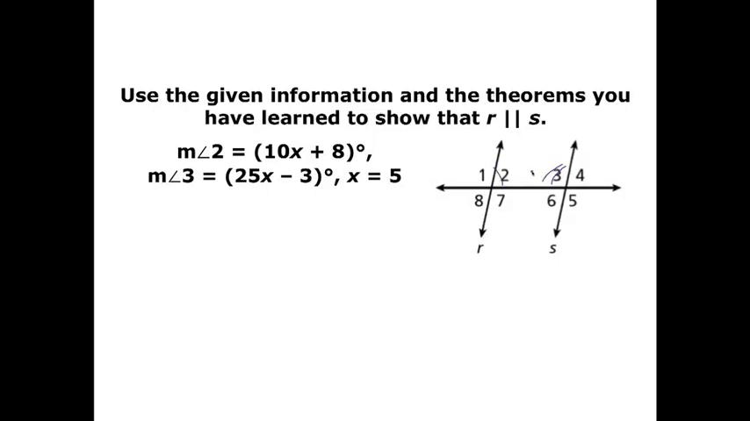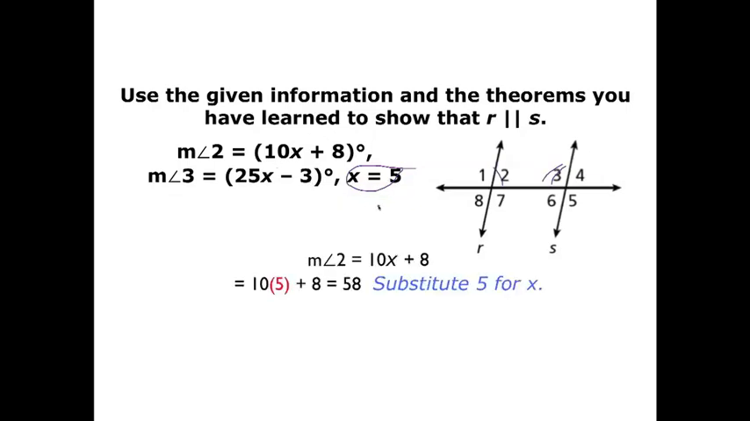Now, if the lines are going to be parallel, our consecutive interior angles theorem converse says that they have to sum to 180. They have to be supplementary. So what I need to show is that they are two numbers that add up to 180 based on x equaling 5. They've given me two algebraic expressions for the measures of 2 and 3. So we'll plug in 5 for x in each of those and see what we get.